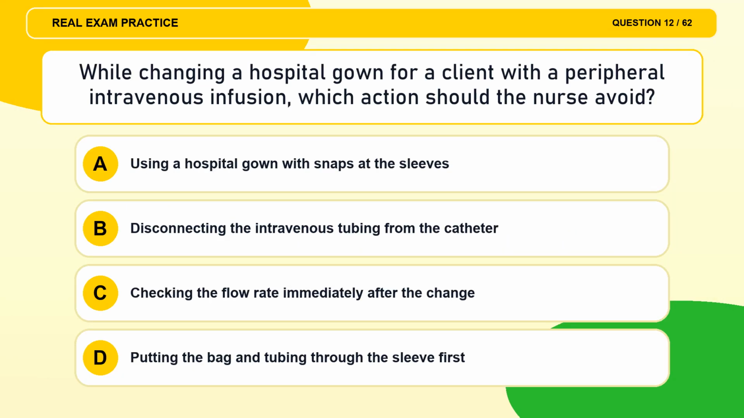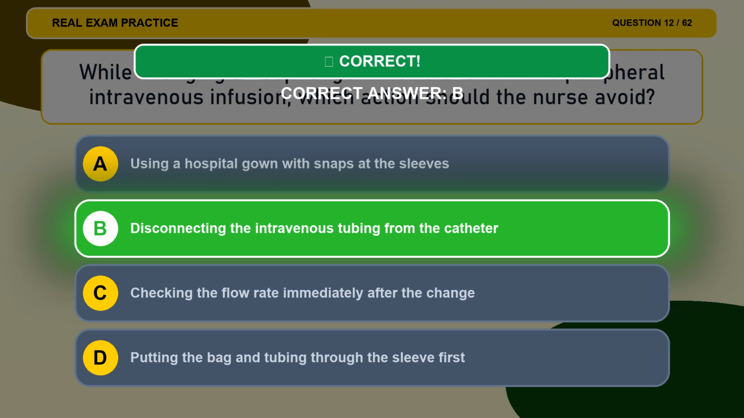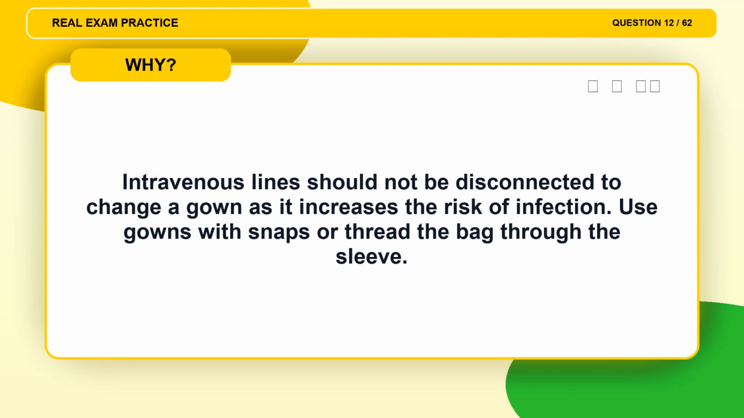Question 12. While changing a hospital gown for a client with a peripheral intravenous infusion, which action should the nurse avoid? Option A, using a hospital gown with snaps at the sleeves. Option B, disconnecting the intravenous tubing from the catheter. Option C, checking the flow rate immediately after the change. Option D, putting the bag and tubing through the sleeve first. The correct answer is option B, disconnecting the intravenous tubing from the catheter. Intravenous lines should not be disconnected to change a gown as it increases the risk of infection. Use gowns with snaps or thread the bag through the sleeve.